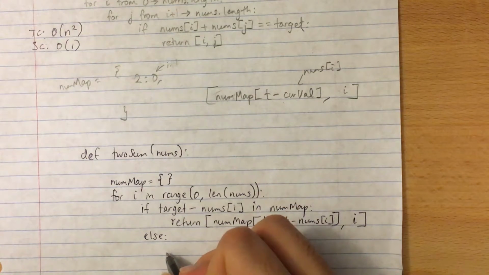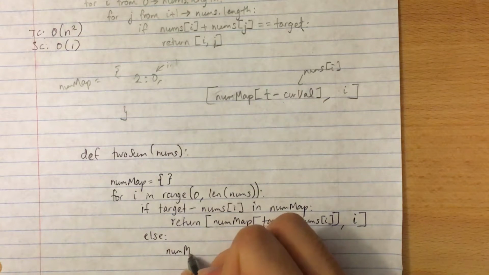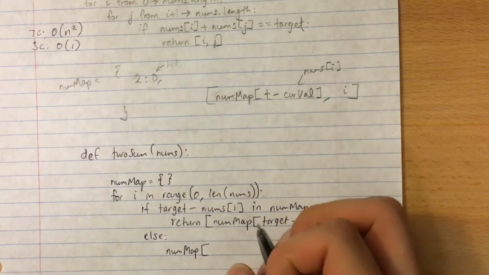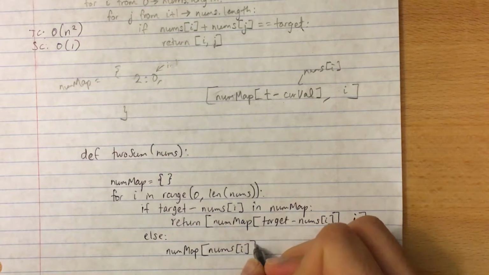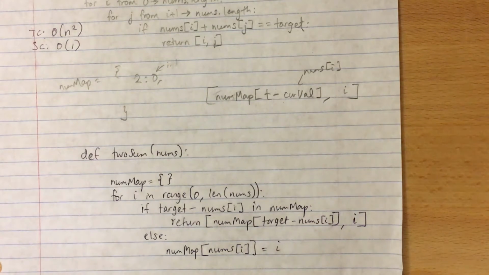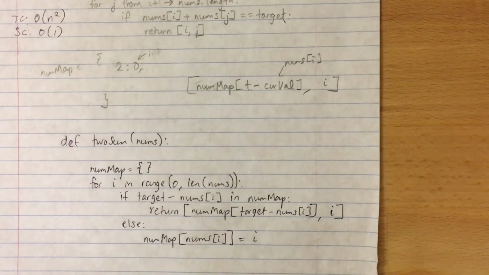So I say else nummap at nums i equals i. Okay, and that's pretty much it.